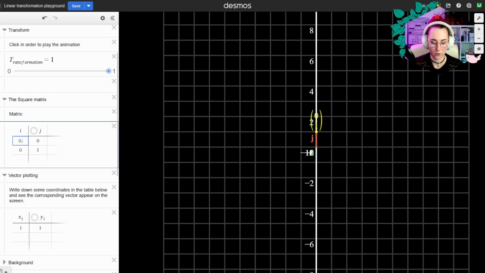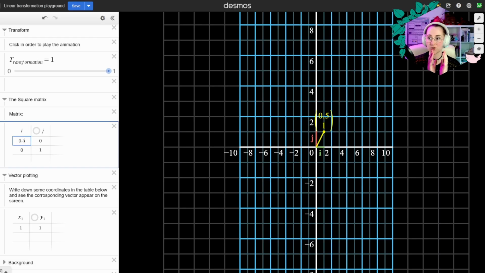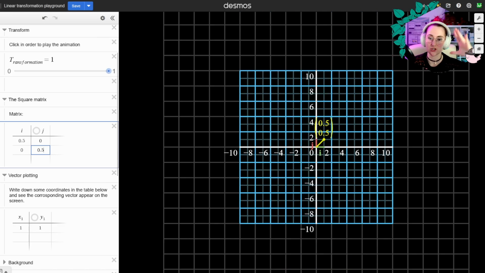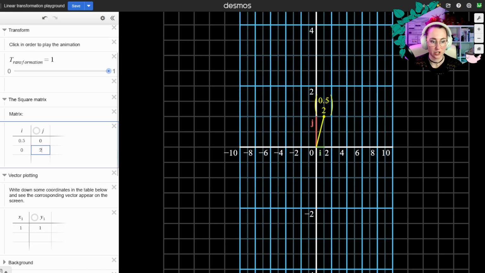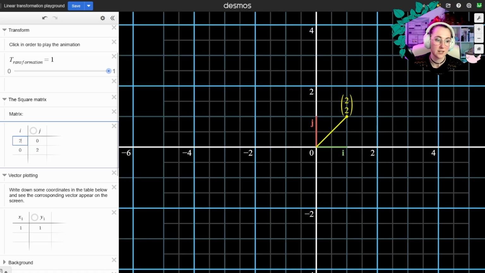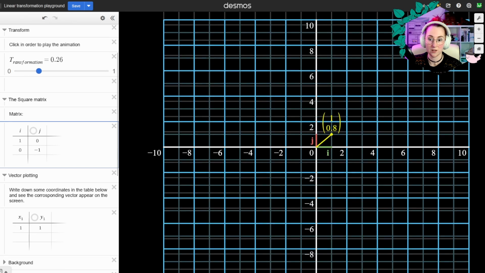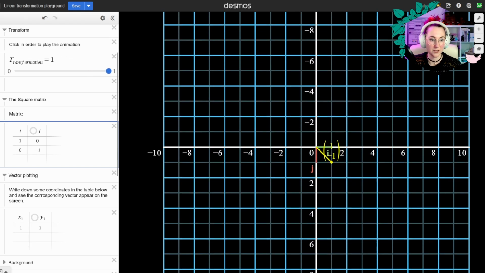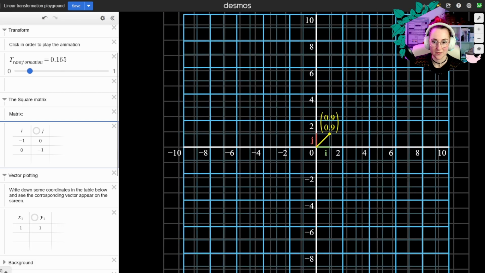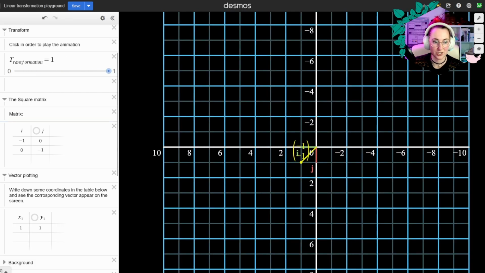If I change this to 0.5, we can see that everything has shrunk by a half in the x direction. If I also change this to 0.5, everything shrunk in the y direction. If I change this to 2, it stretches in the x direction. Let's put it back to normal. And then if I introduce negatives, I flip things. So here we've gone through and rotated and reflected. And again, with -1, it flipped it that way, so we have a reflection in this direction.